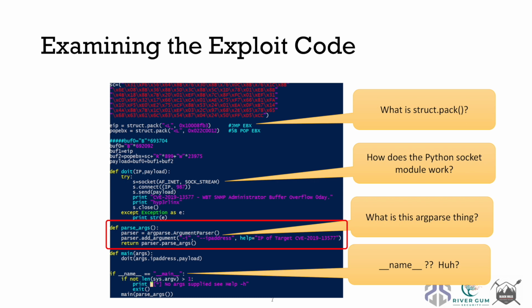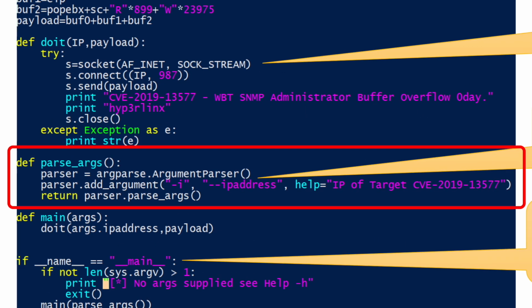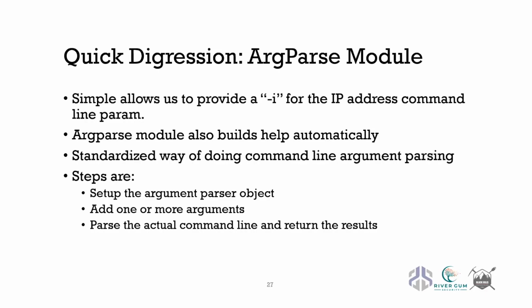One quick digression, you might have seen the argparse module in the exploit. In short and quick terms, argparse just allows us to provide the command line argument of -i so that we can supply that IP address parameter into the script when we run it. So argument parsing in Python is just a standardized way of doing command line parsing. And it's really helpful because actually writing code in Python to parse command line arguments would be kind of a difficult and arduous task, right?